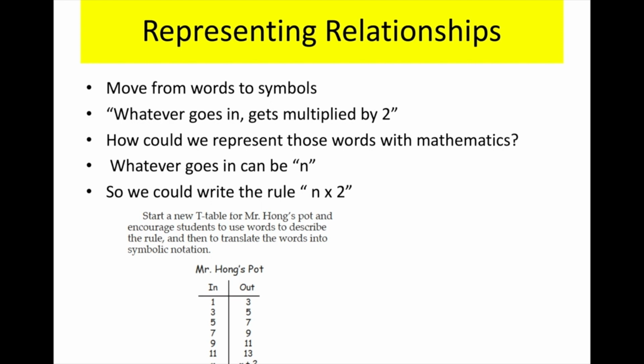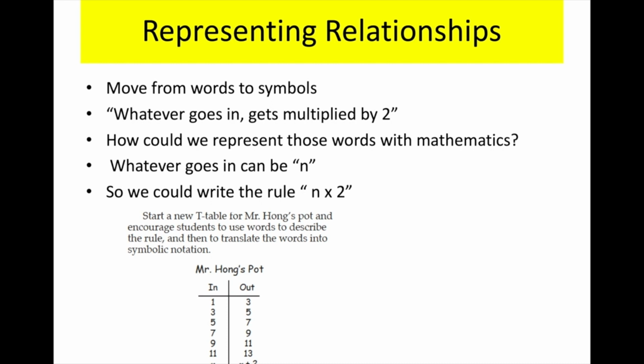And so again, as teachers, just get used to the idea that after we start with specific examples, we can generalize those. How could we represent those words with mathematics? So if we say n can be whatever goes in, and then the rule could be times 2, so n times 2. But again, we started with examples, then we talked about it in words, and then we moved towards the symbols. That's going from concrete to abstract, like we've talked about many times in math education.